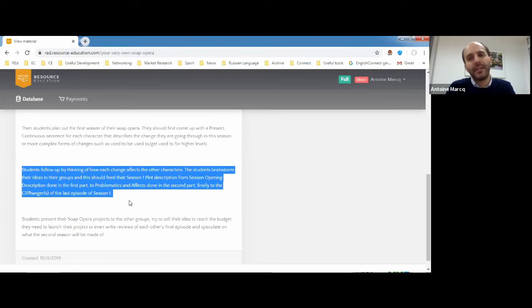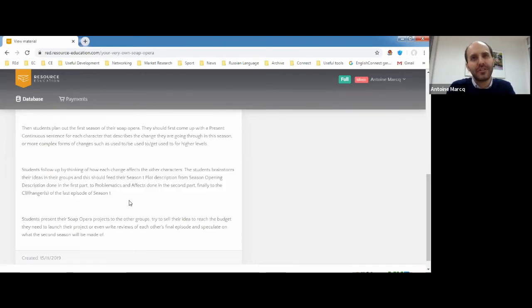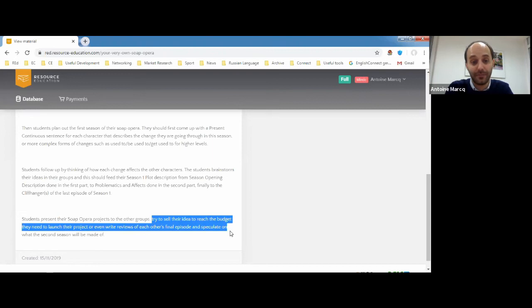And there are different ways students can use this project, actually. They can make it into a poster, again, to present to different people. They can give a presentation to the class. It can be a written activity. After all the brainstorming, you can ask the students individually to write the plot of their first season. I also like to get them to try to sell their idea, to reach the budget they need, for example.